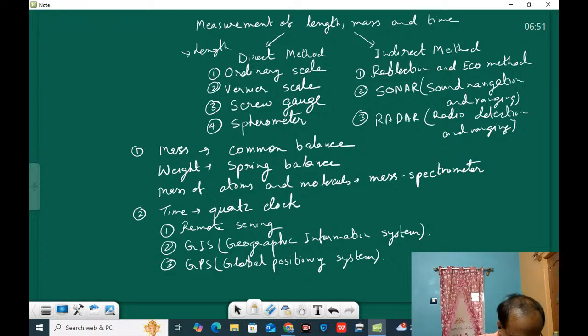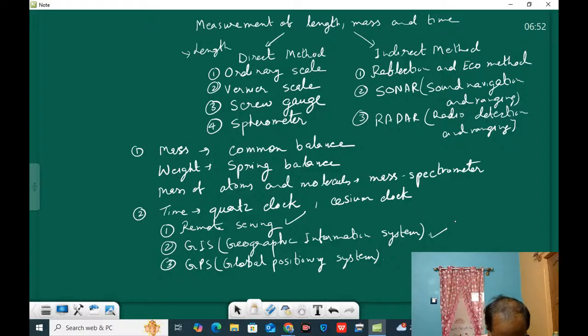And for measuring time, we use the cesium clock also. Sometimes we use a cesium clock to measure time. Sometimes we use a quartz clock or a cesium clock. And these are some of the ways in which we measure: remote sensing, geographic information system, and global positioning system. We use these also, right?